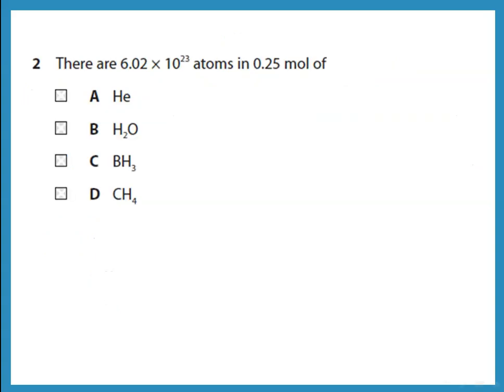Okay, the next question says there are 6.02 times 10 to the 23 atoms in 0.5 mole of which of these? So we're looking for the number of atoms. How do we get the number of atoms? You should realize that the number of atoms would be the number of moles times Avogadro's number. So this would be the number of atoms for helium.